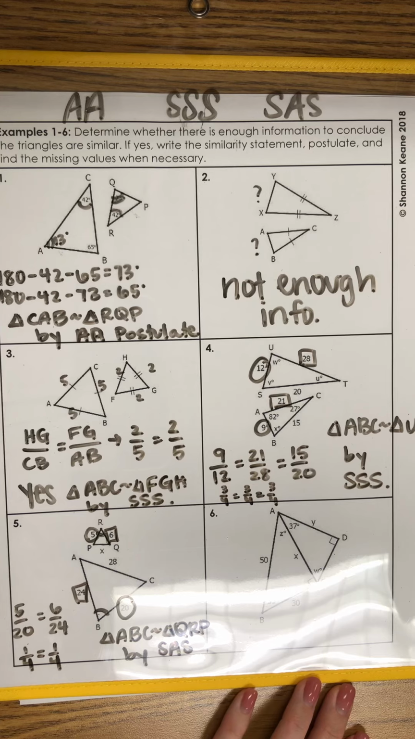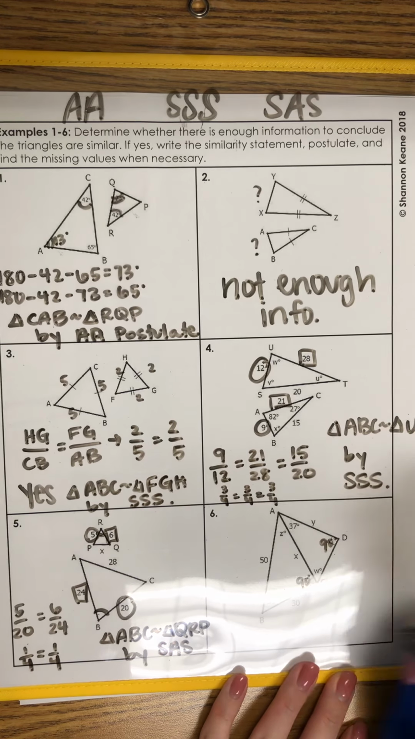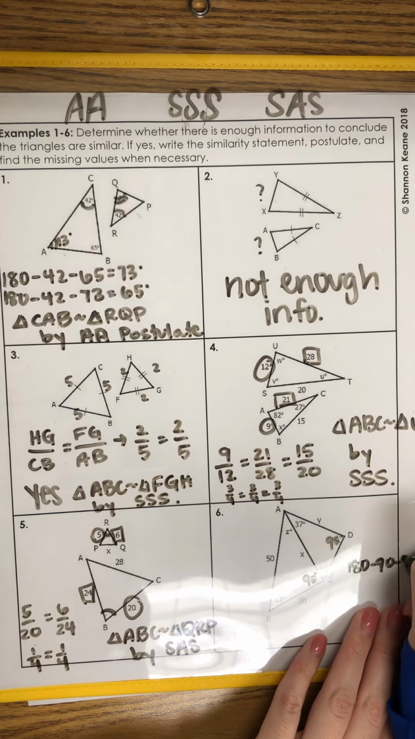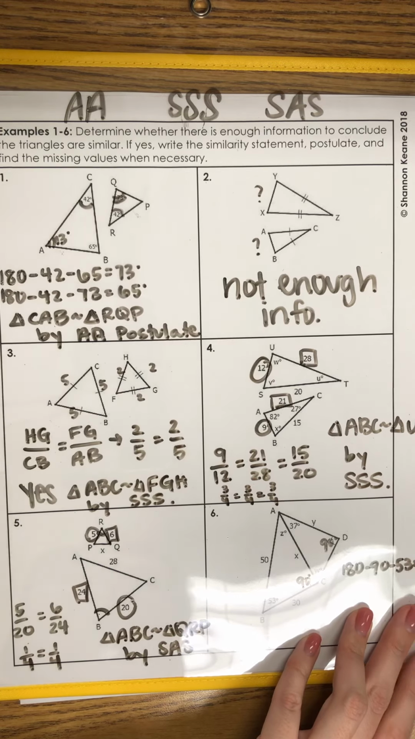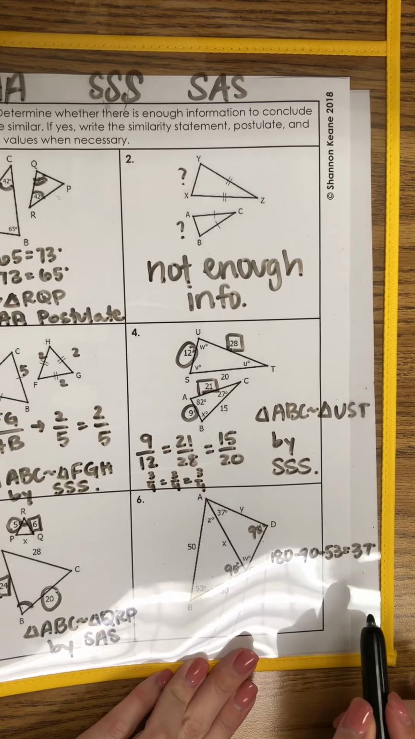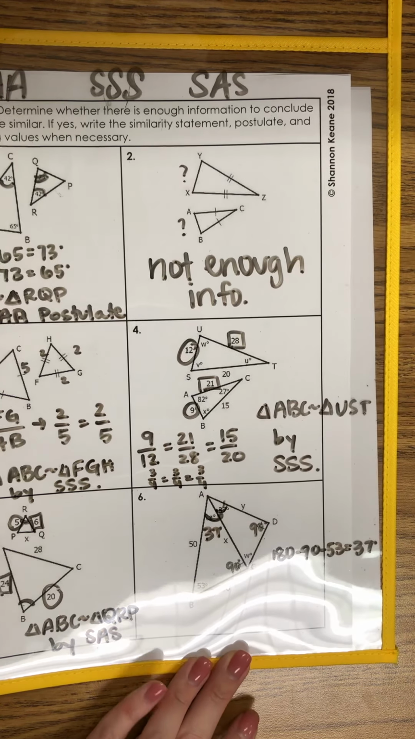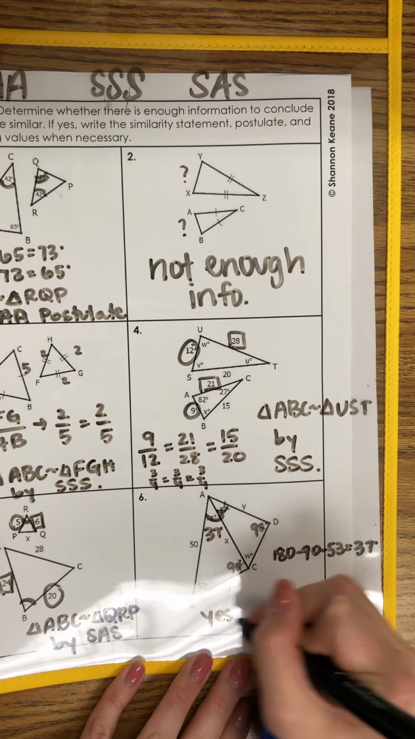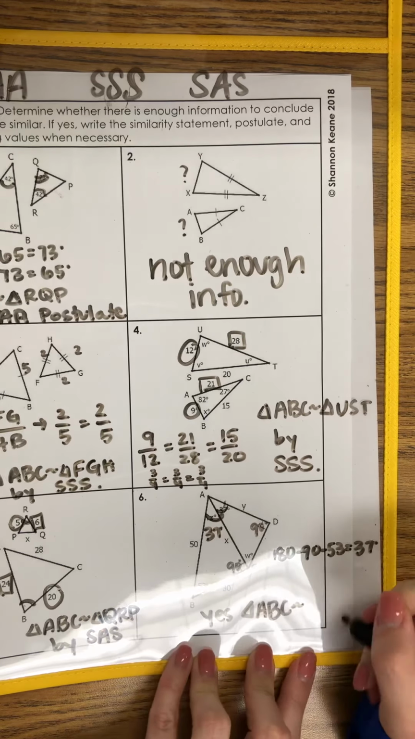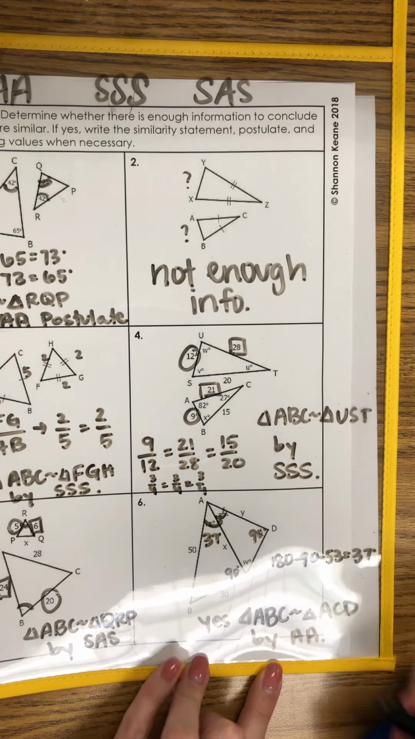And our last example, we have a right angle in both of these, which means this is 90 degrees. Then we have a 53-degree angle. Let's see, that means Z is going to equal 37 degrees. Sorry, we're getting cut off on there. So that means Z is 37 degrees. This other angle across from it is also 37. So yes, triangle ABC is similar to triangle ACD by angle, angle.